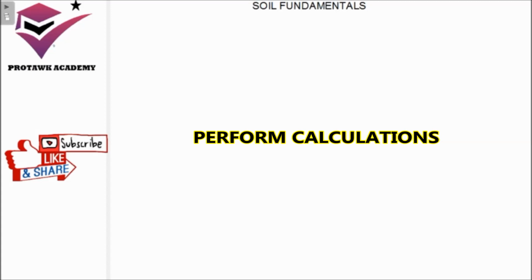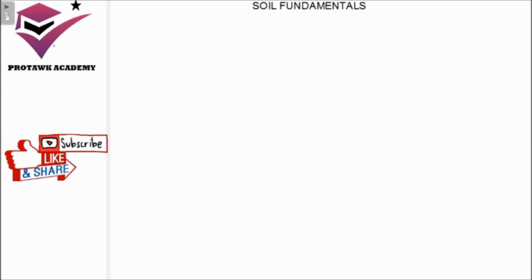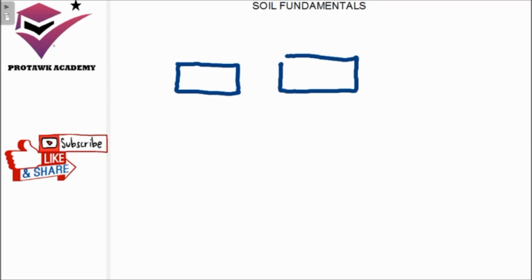So today we are going to illustrate this with examples. We're going to perform some calculations to illustrate what we are talking about. I have the first sample here. Call this soil A, this is soil B, and I will call this soil C. These are the soil samples.